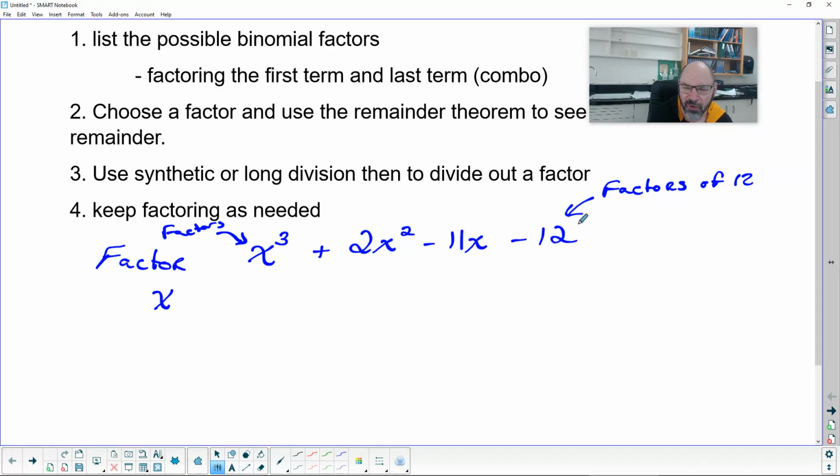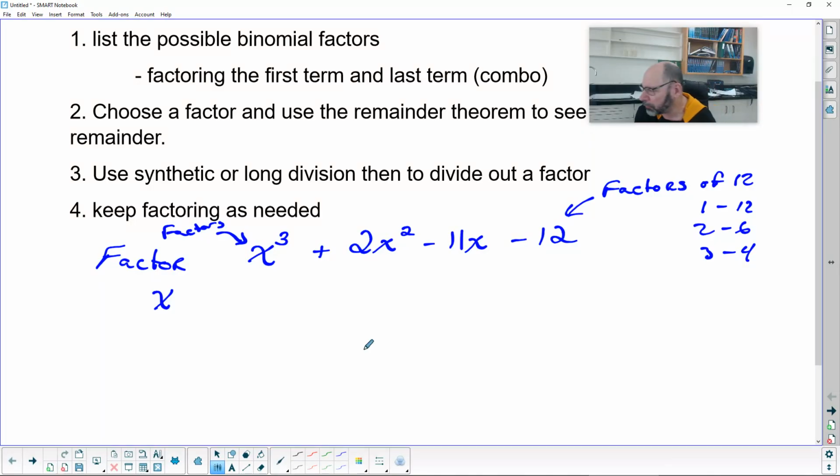And then we're going to do all the possible factors of 12. So 12 is 1 times 12, 2 times 6, and 3 times 4. These are the possible factors of 12. So we're going to list the possible binomials with all these combinations. It's going to be x plus or minus 1, x plus or minus 2, x plus or minus 3, x plus or minus 4, x plus or minus 6, and x plus or minus 12.